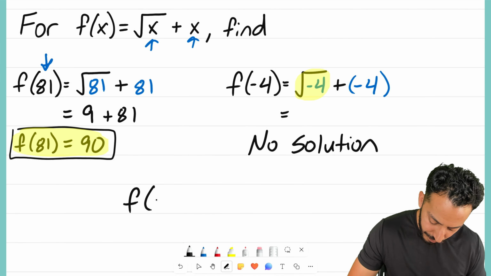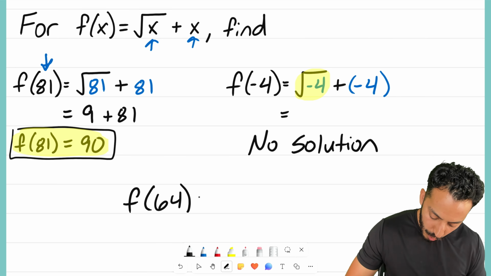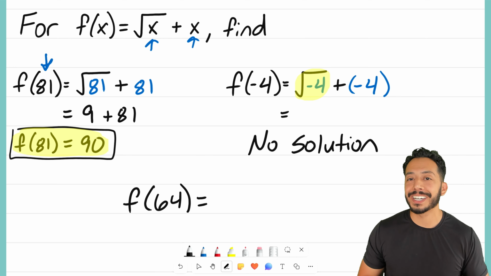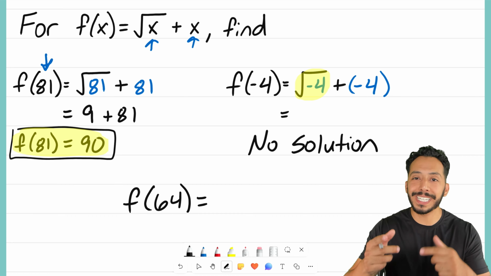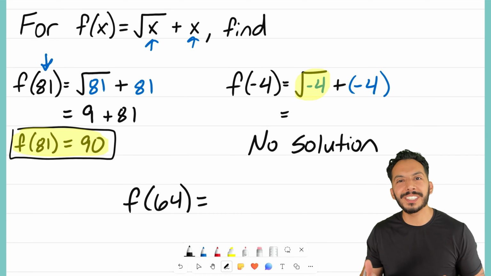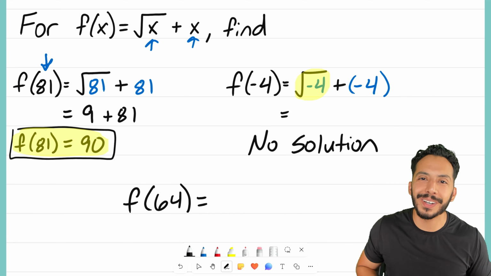I want to see, can you find what our output is when our input is 64? There you go. That's your task. Pause the video, see if you can solve it, then go ahead and type your answer out in the comments below.